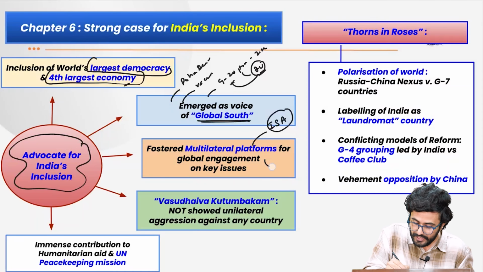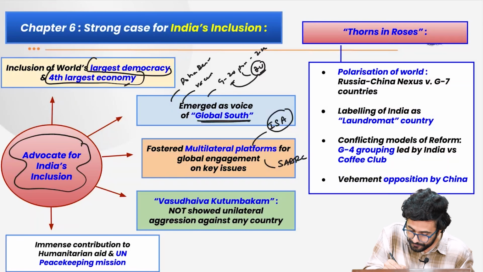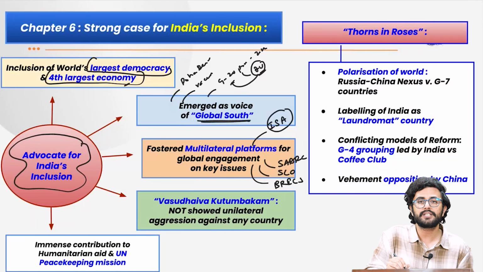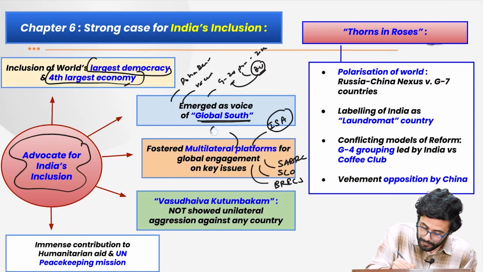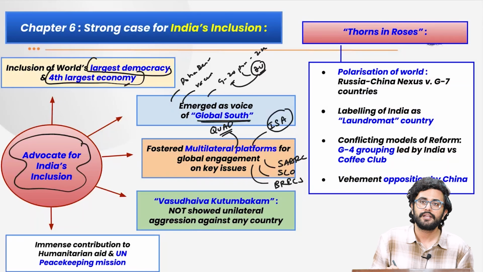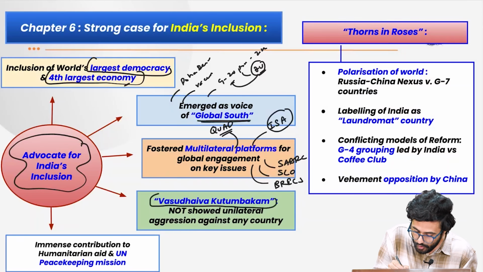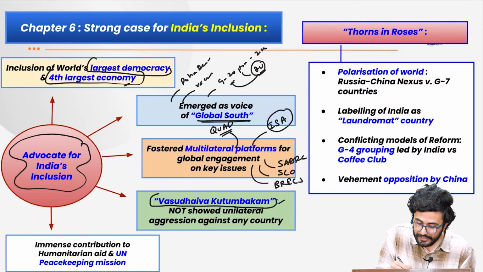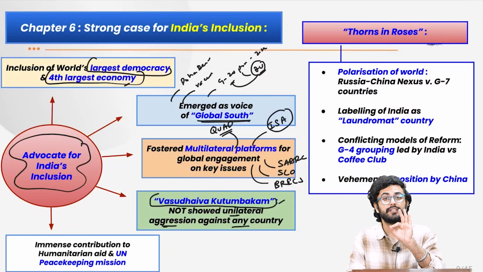Or for example, we are also part of SAARC, the Shanghai Cooperation Organization, BRICS, which we are going to discuss today as well. At the same time, we are maintaining a balancing power by being part of the Quad as well. Then, following the idea of Vasudhaiva Kutumbakam, keep this in mind that India has never shown unilateral aggression against any country in the world.